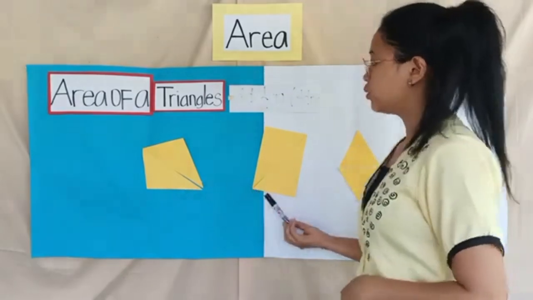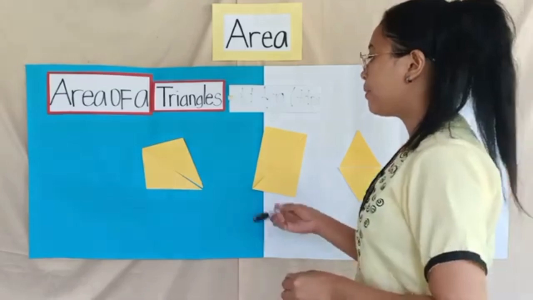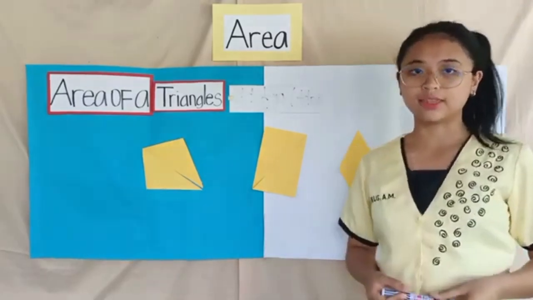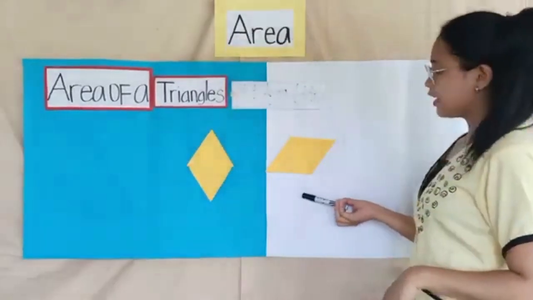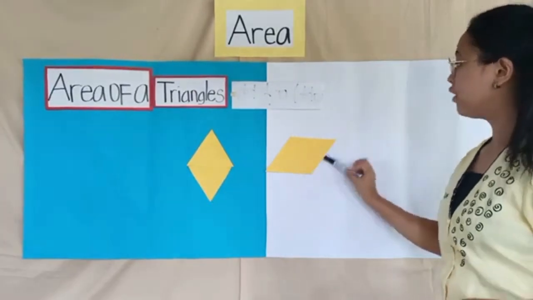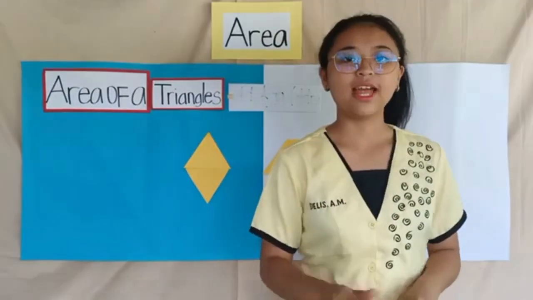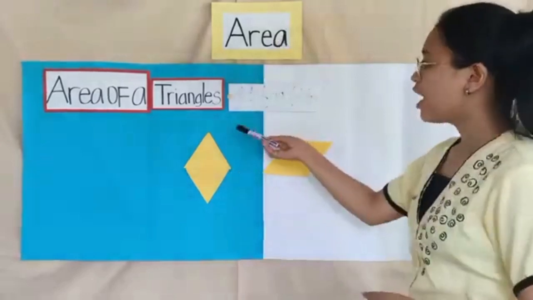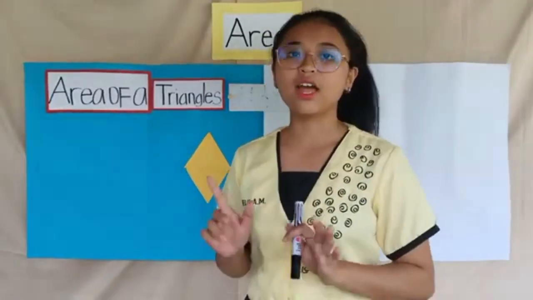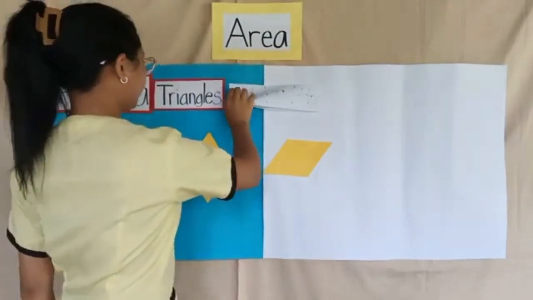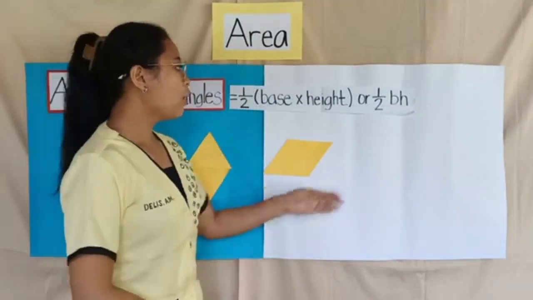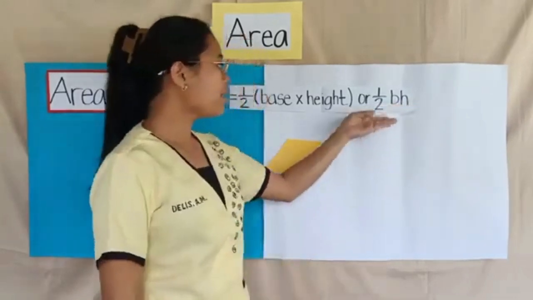Okay, so for triangle 1 and 2, it's very obvious that the triangle is half of that parallelogram with the same base and height. And for triangle 3, let's have another way of showing it. Now, for triangle 3, each of these figures is simply two triangles placed side by side to form a parallelogram. Again, it clearly shows that the area of a triangle is half of that parallelogram with the same base and height. Therefore, the area of a triangle is 1/2 times base times height, or we simply write 1/2 BH.